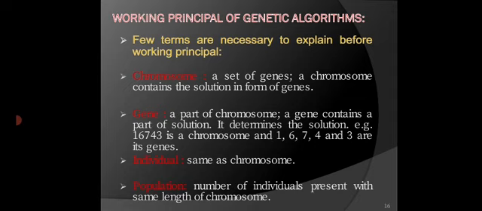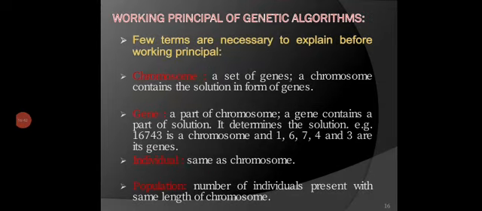Now how GA works. Same as the biological process, the same elements are denoted in GA with mathematical names. So here is the working principle of genetic algorithms. A few terms are necessary to explain before the working principle.